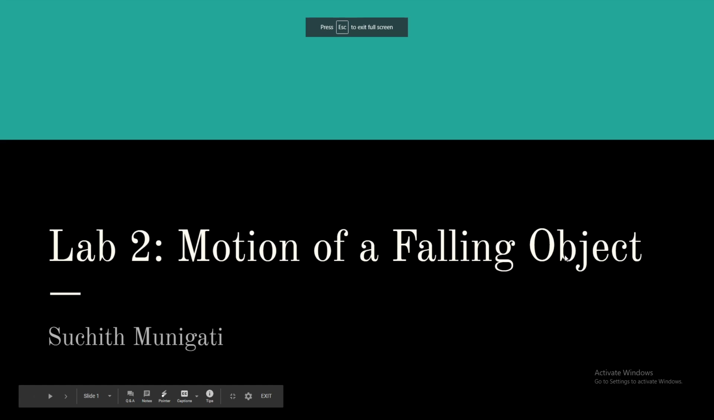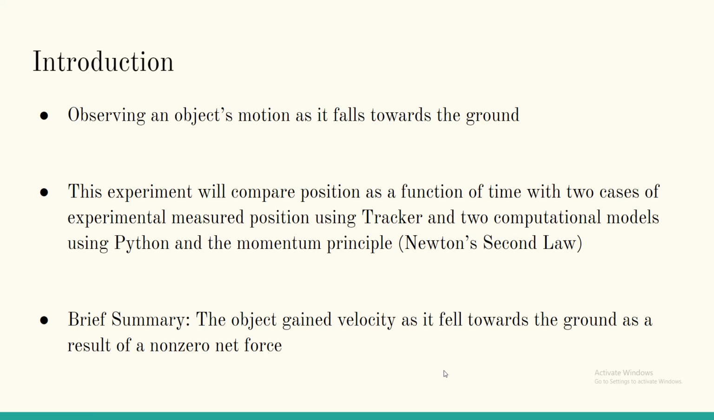Alright, this is Lab 2, Motion of a Falling Object, done by Sujit Munigani. For an introduction, the objective of this lab is to observe an object's motion as it falls towards the ground. This experiment will compare position as a function of time, with two cases of experimental measured position, one using Tracker, and the second being two computational models using Python and the momentum principle.